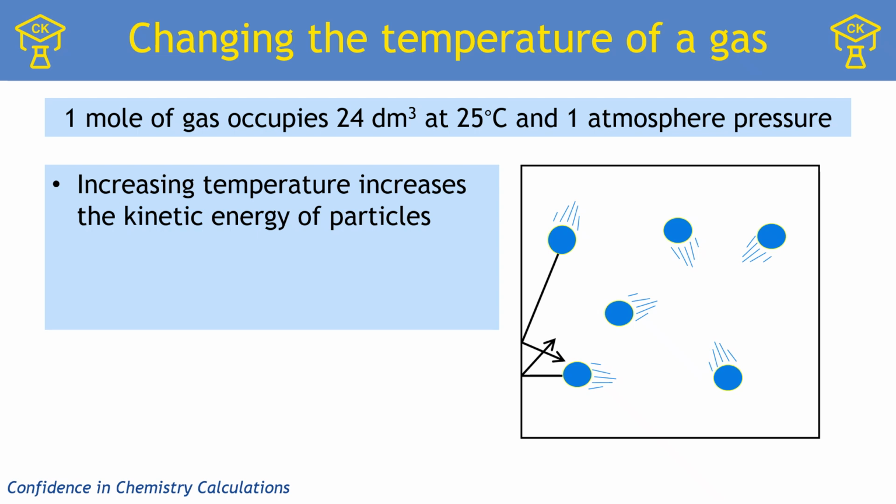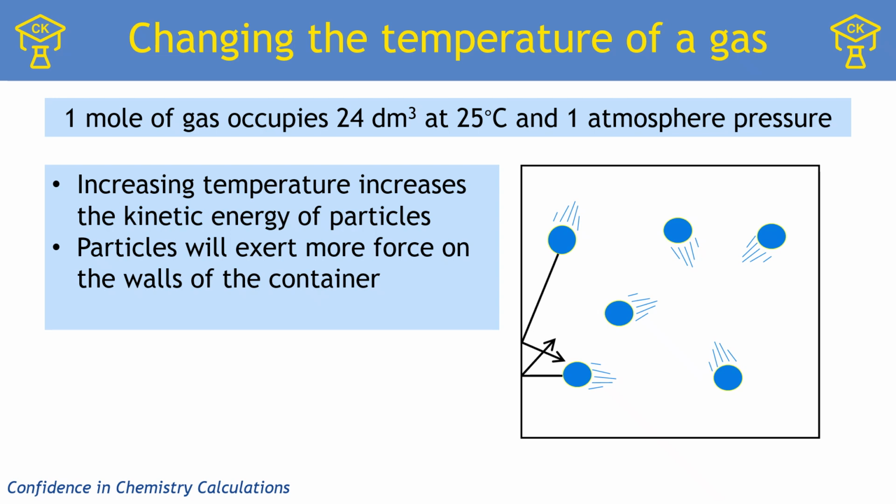The particles will move faster because they will have more kinetic energy at a higher temperature. This means that they'll exert a greater force on the walls of the container, as they're going to collide with the walls more often, and also with greater energy. So if we increase the temperature of a gas, the pressure will increase. If the gas is in a container which can't change its volume, so a container with rigid walls, then that will be the only thing that will happen. The pressure inside the container will increase.